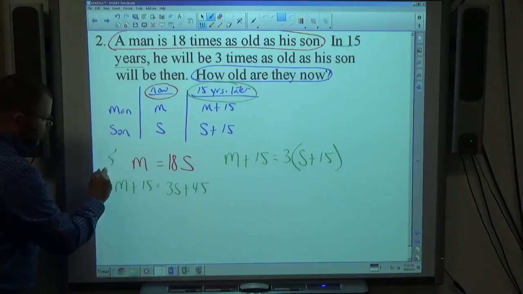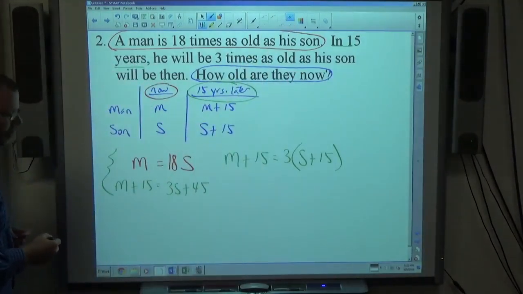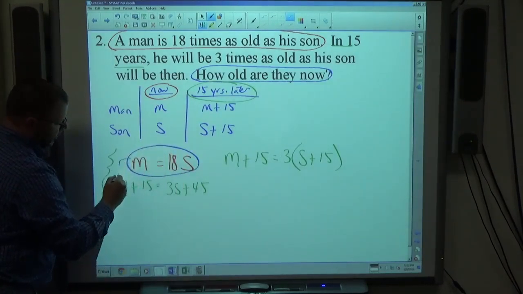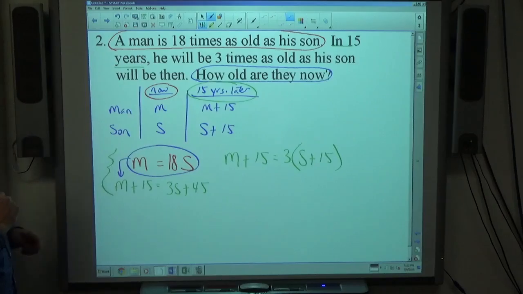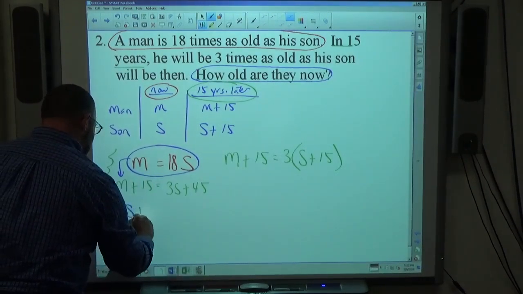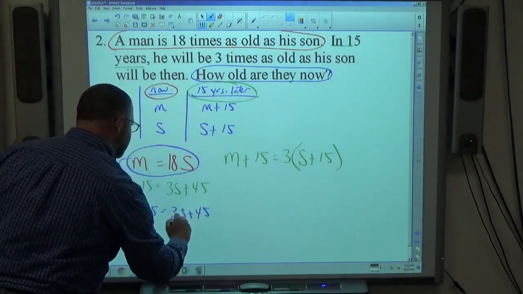So just like that, I have my system of equations. As far as a technique for solving this system, substitution probably works the easiest here. m is equal to 18s. Do a quick substitution there. Change m into 18s. I'm going to get 18s plus 15 is equal to 3s plus 45.